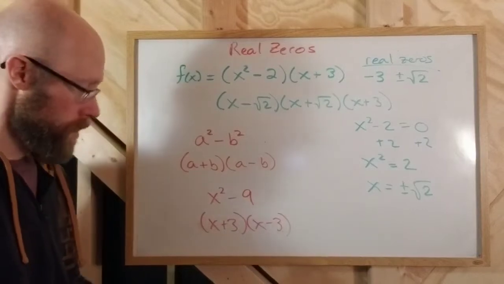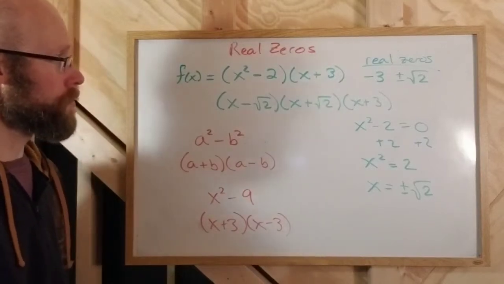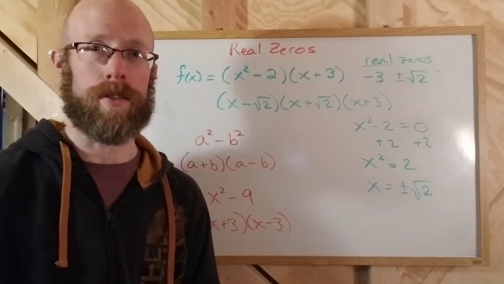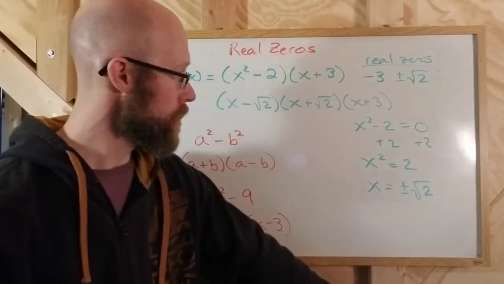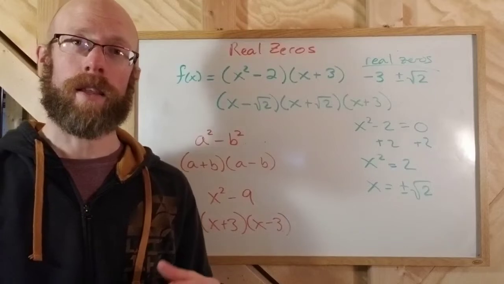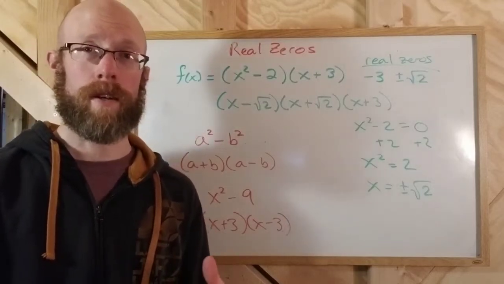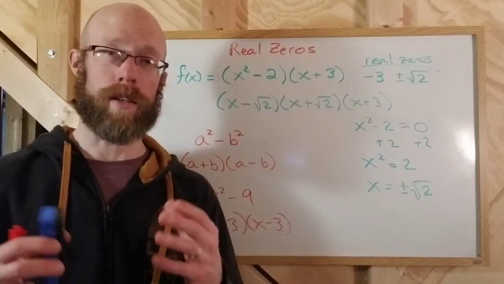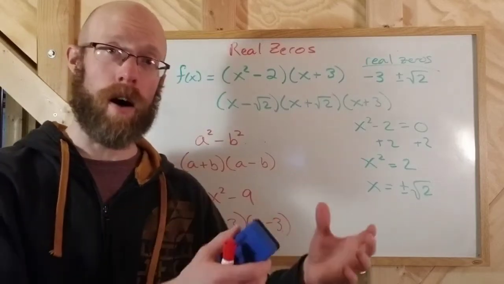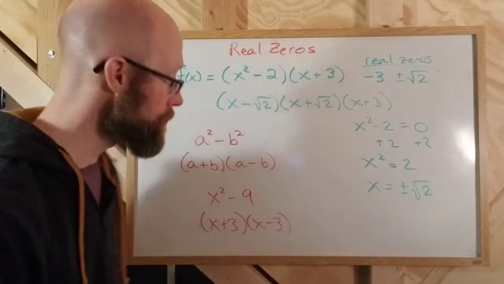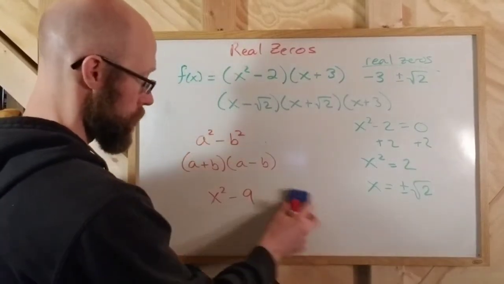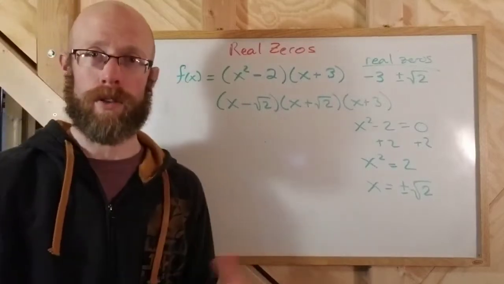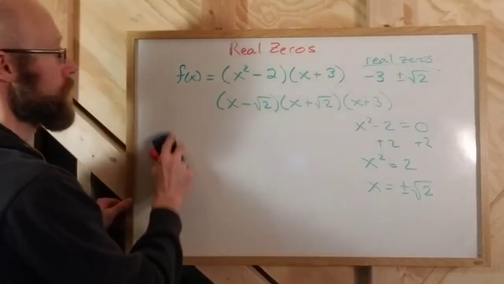So those are a couple of interesting differences where it doesn't seem like they fit the idea of a real zero having a factor of x minus r, but they do in the end. We just have to be clever in how we construct those zeros.